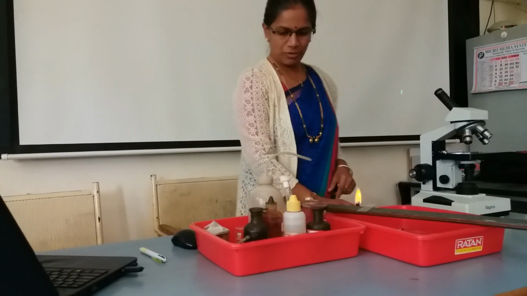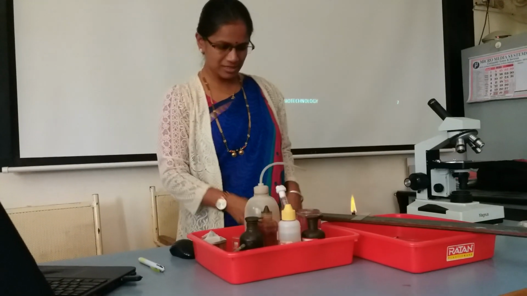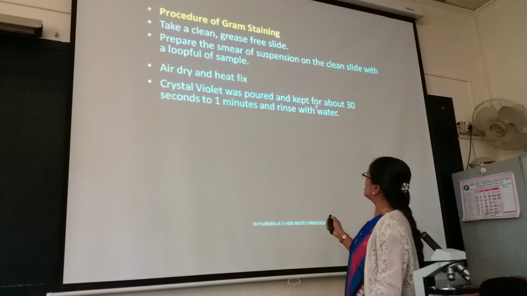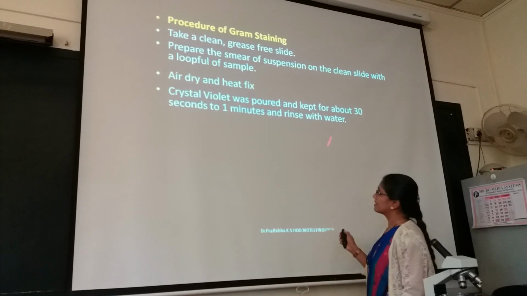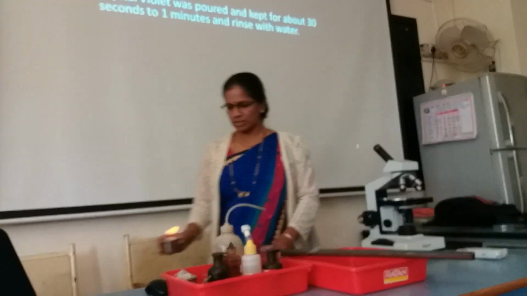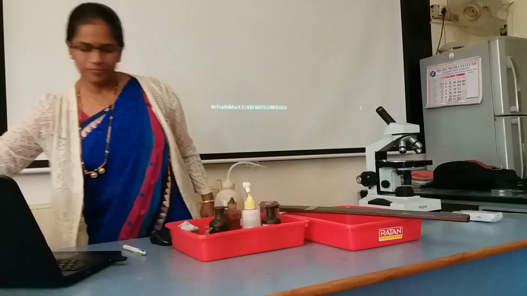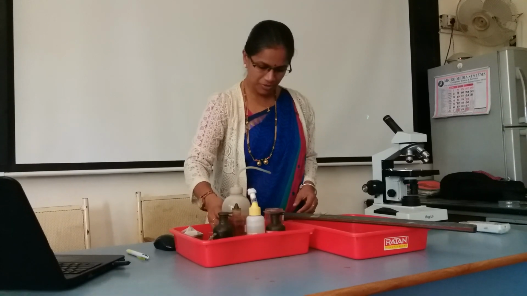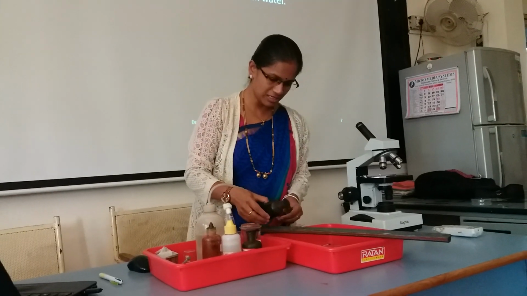Then you are going to put the crystal violet, right? Then what is the next step here? The crystal violet is poured and kept for about 30 seconds to 1 minute, and then rinsed with tap water or running tap water. You can use running tap water or you can also use a distilled water bottle. Before that, you need to add the crystal violet here.